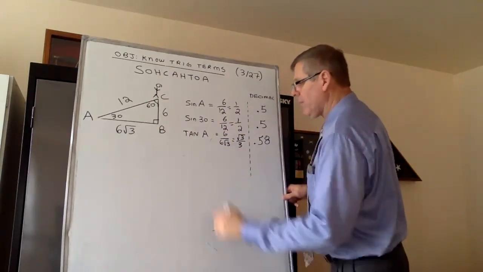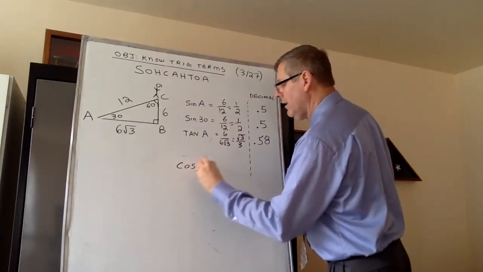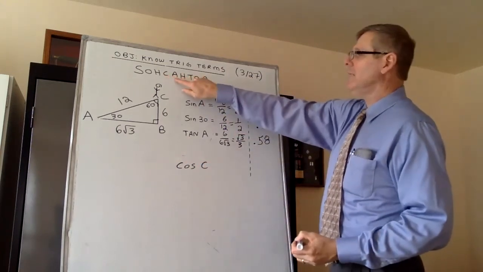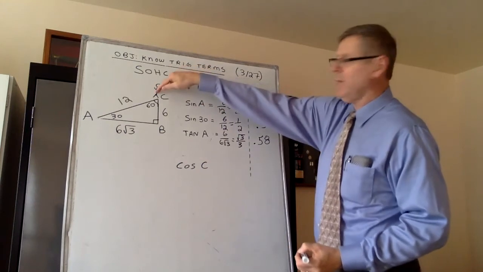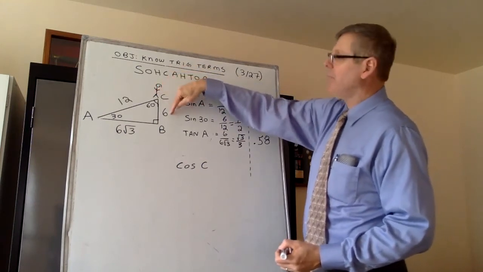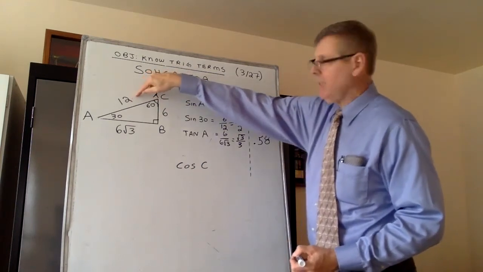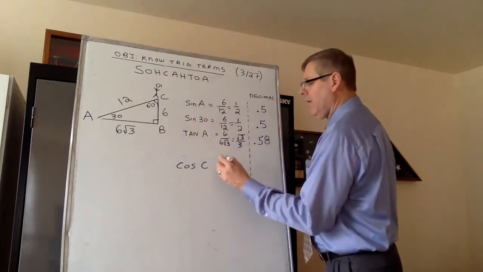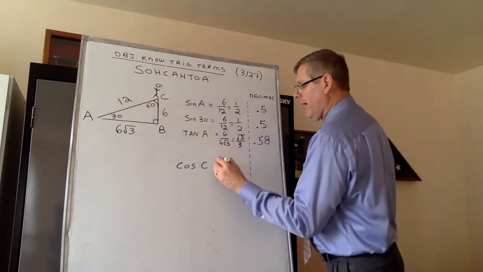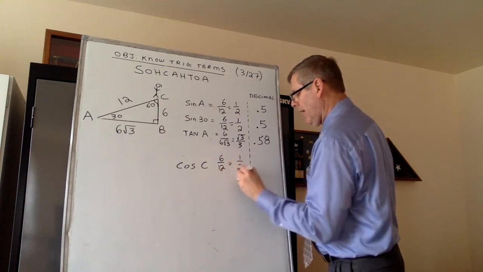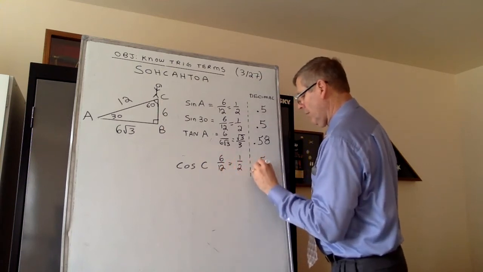If I wanted to take the cosine of C, okay, what is cosine? Adjacent over hypotenuse. So if I'm here, what side is adjacent to me? 6. What is the hypotenuse? 12. That never changes. The hypotenuse is always the hypotenuse. So now my adjacent over hypotenuse is 6 over 12, which is 1/2, or as a decimal, 0.5.